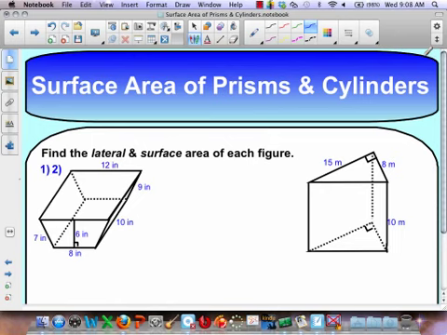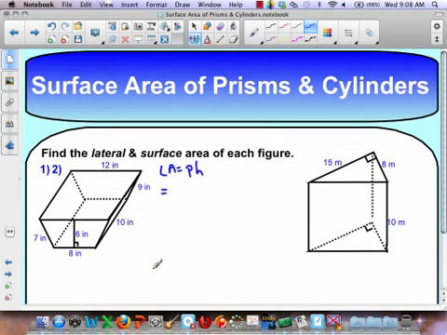How do you find the lateral area of a prism? What's the formula? Look at your notes. What is the formula for the lateral area of a prism? Okay, so just pH, right? Perimeter of the base times the height. Okay, so lateral area is pH.